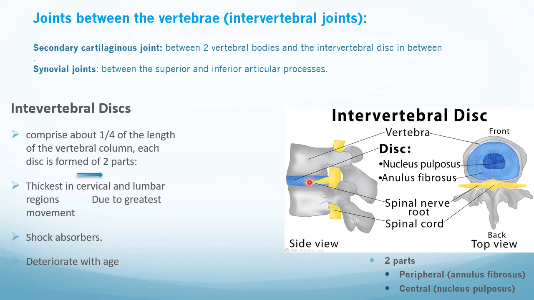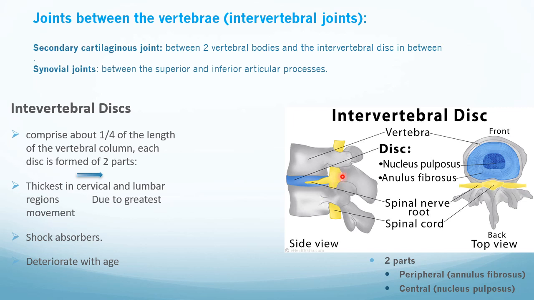Very important. Also this disc deteriorates with age. It means deterioration or degeneration occurs with aging, and this may result in a case called disc prolapse, compressing the spinal nerves here. This is the spinal cord and this is a nerve exiting from the intervertebral foramen.